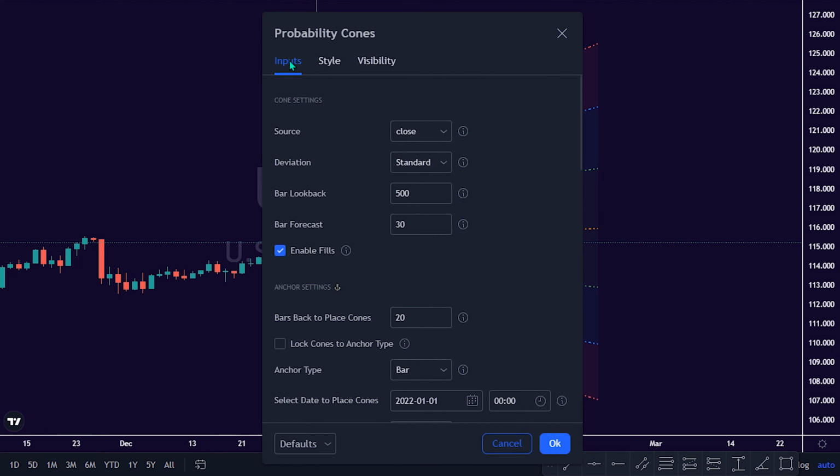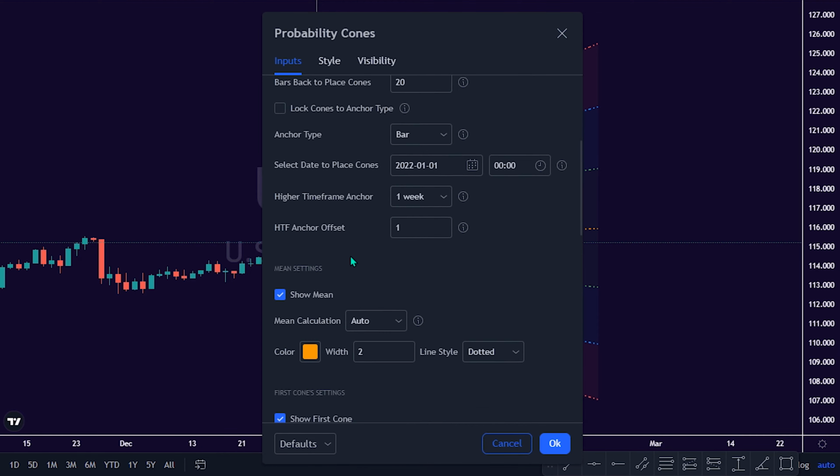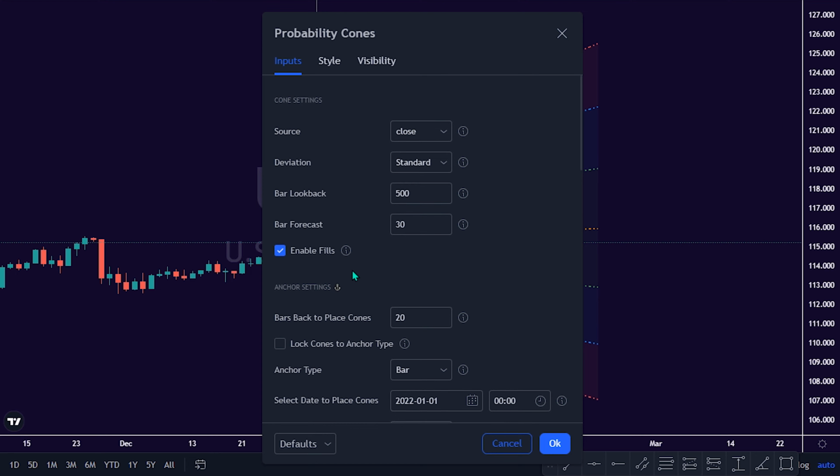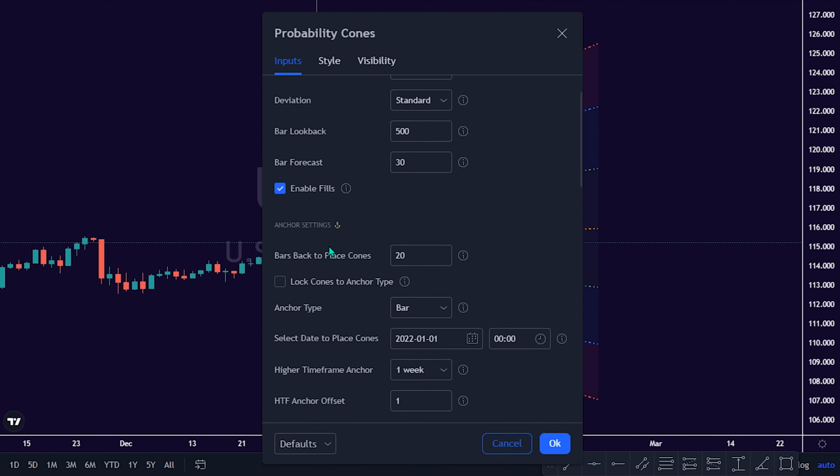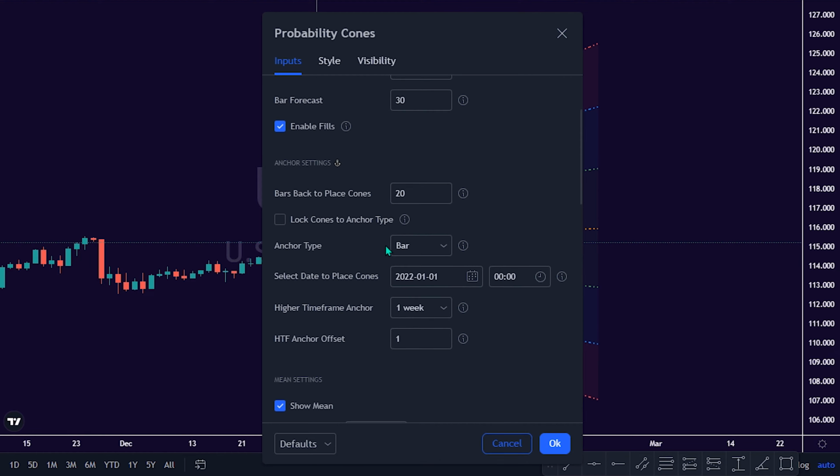Under the Input option here, we can see the components which make up the probability cones indicator. Here are the cone settings: the source, deviation, bar lookback, and bar forecast. Here are the anchor settings. Here's the number of bars to position the probability cones. As we can see, it's 20. Here we can set the cone's origin to begin at a specified time frame. This date setting would update the cones automatically as the new period begins.